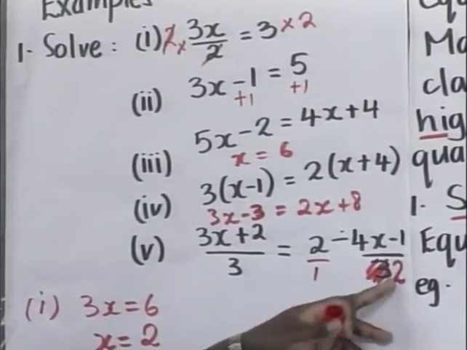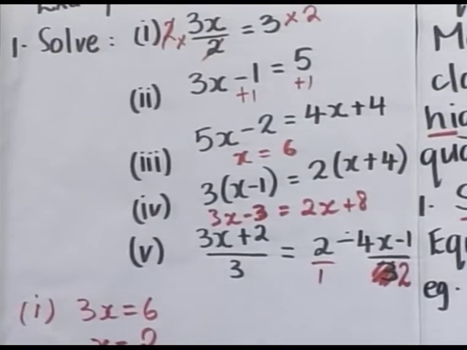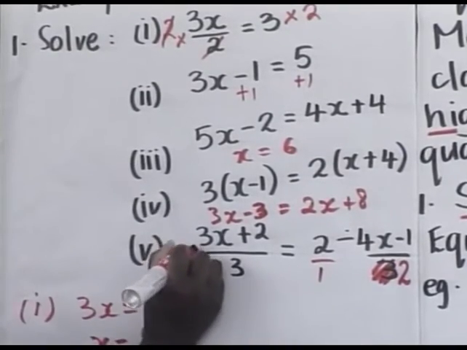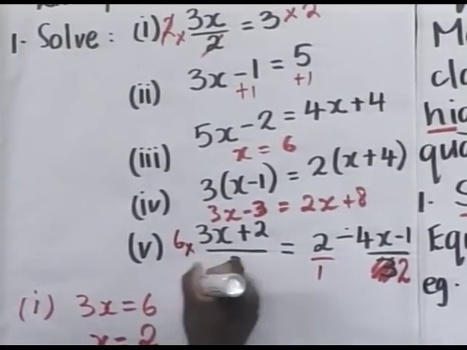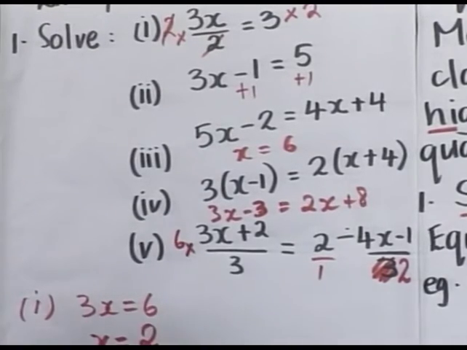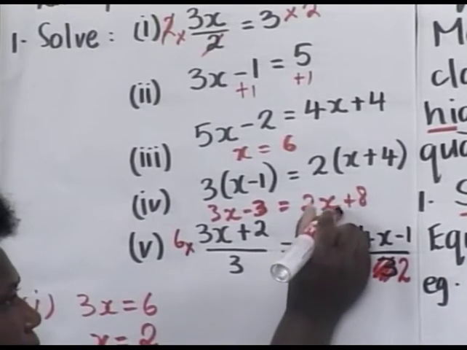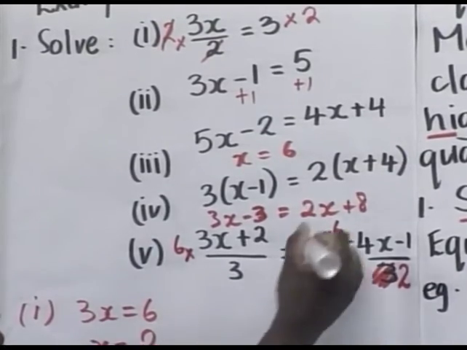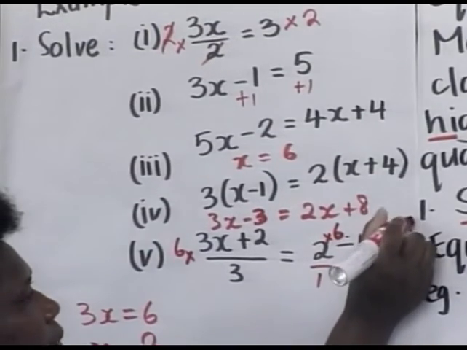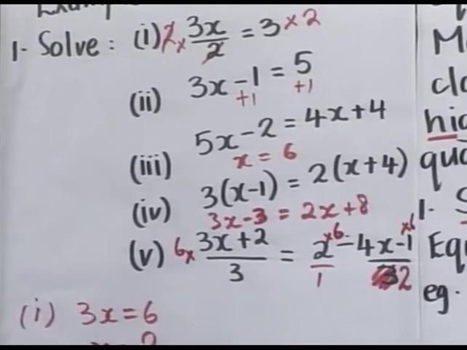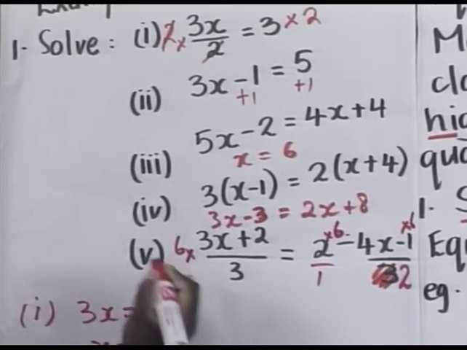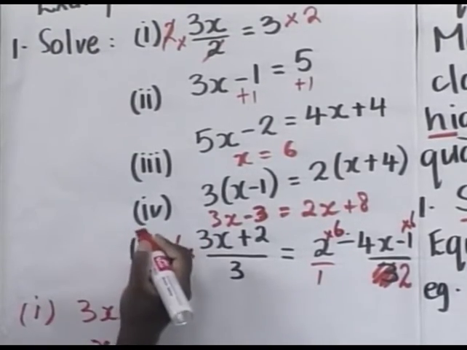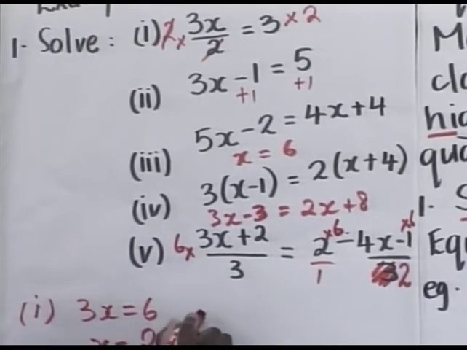Okay, so 3 and 2, the common multiple is 6. So I multiply this by 6. This whole fraction multiplied by 6. I multiply the term that is by itself by the lowest common multiple as well. And I multiply this by 6. Let me just put it up here. So I am now going to divide 6. When I multiply, I get 6 divided by 3 is 2.